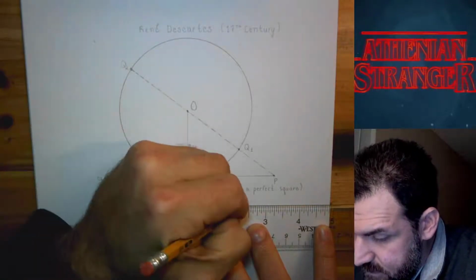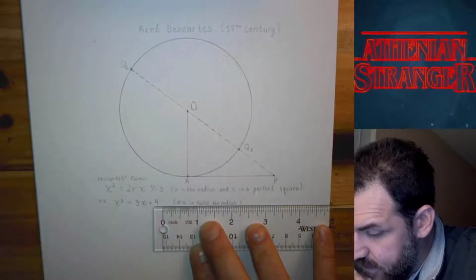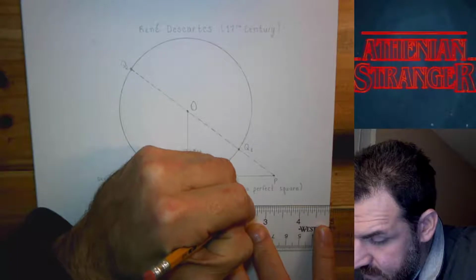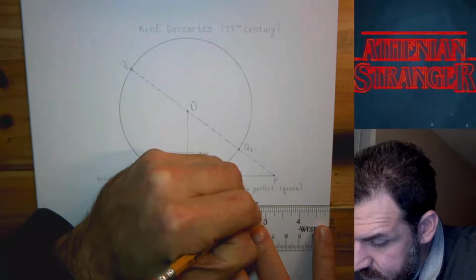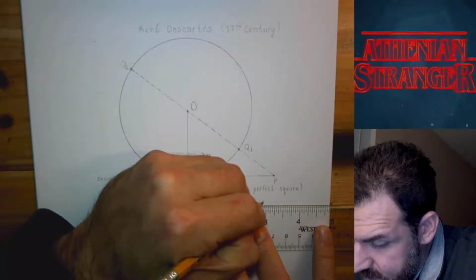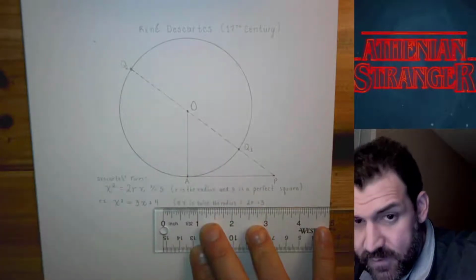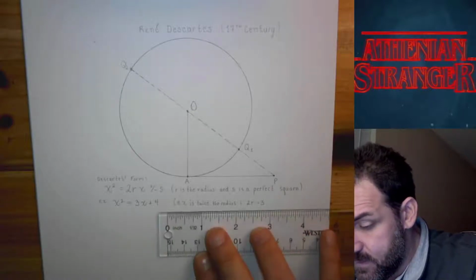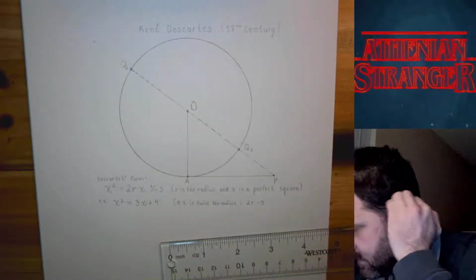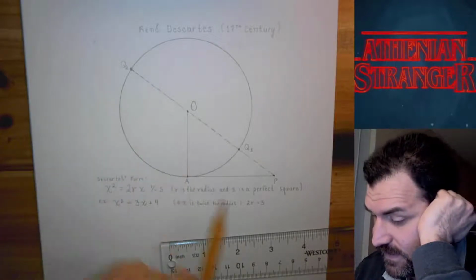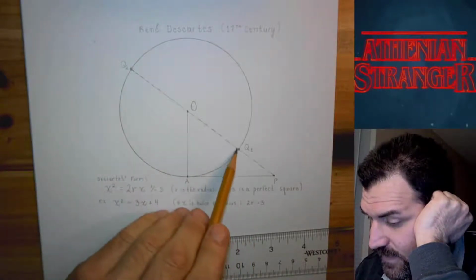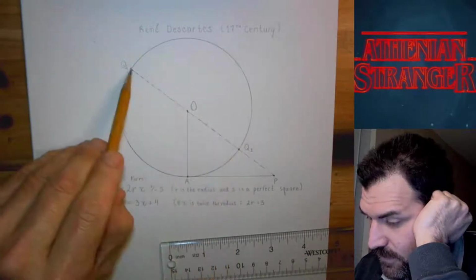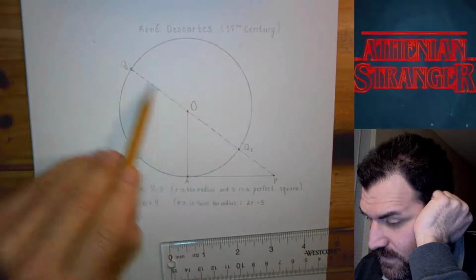So let's put a little semicolon. In our case, we have twice the radius, or 2r, equals 3. Okay, so what's the radius? 3 over 2, 1.5, right? So the radius is 1.5. That's that distance here, and that distance here. The whole diameter of the circle is 3.